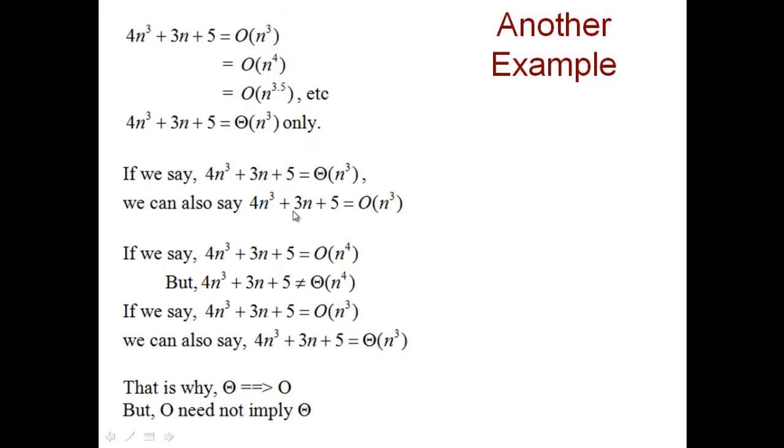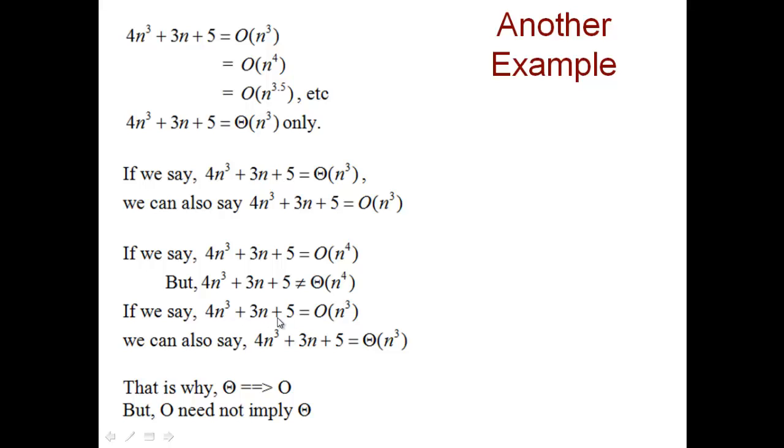Okay. So now the difference between the two: if I say 4n cube plus 3n plus 5 is theta of n cube, I can also say it is big O of n cube. But if I say it is big O of n to the power 4, yes, it is true, it's possible. We cannot say it is theta of n to the power 4, because theta has a larger degree, which is not possible to write. So that's the relation.